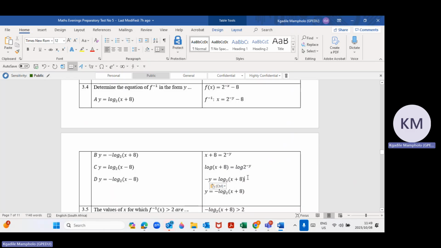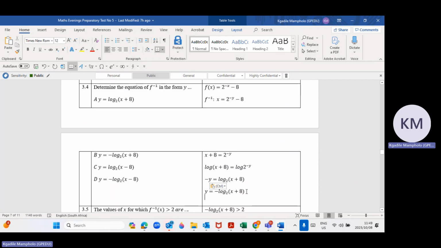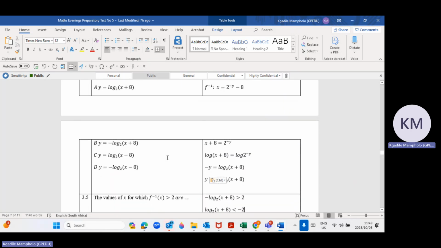But we know that for the log, if the asymptote is minus, you put plus, but it must also be in brackets. Then you get the answer, here it will be the equation of the inverse. The inverse of the exponential will be the log. The base will be 2 there.